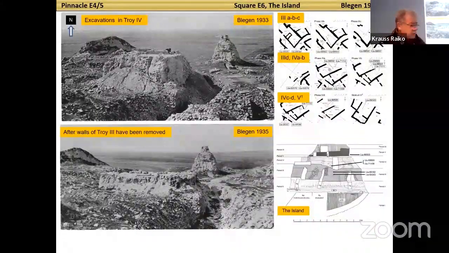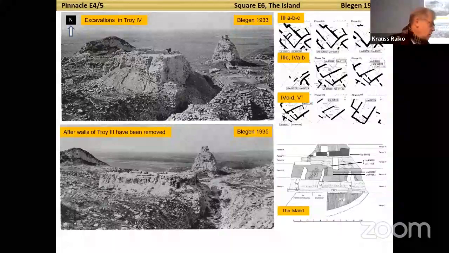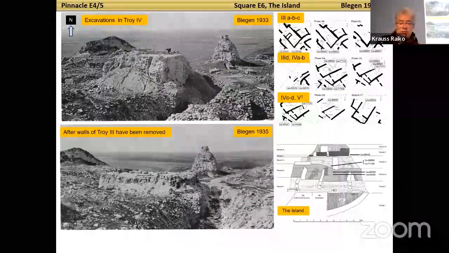Here's the excavations. The top is the excavations in 1933, Troy 4. You look down, and then after the walls of Troy had been removed, we can see in 1935. At the top right, you can see the sampling we've done in the excavations, which are not there anymore, of course, so we had to go into the museum. I'll tell you in a minute. And here's the stratigraphy at the bottom right.